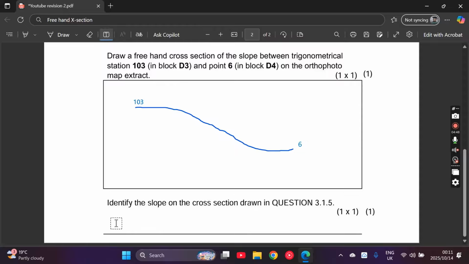And then the next question says, identify the slope on the cross section drawn in question 3.1.5, which is this question. I said the slope will be a convex slope. So this is how I would solve this question.